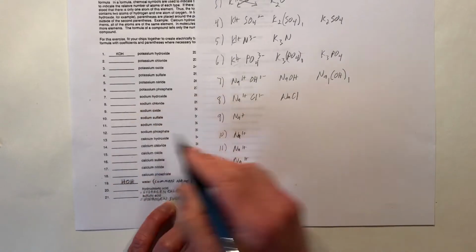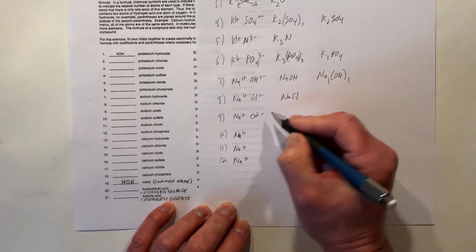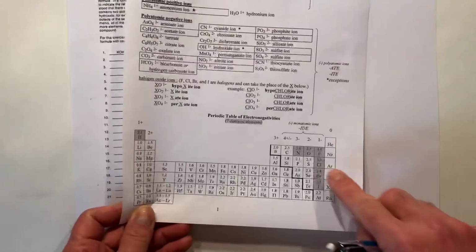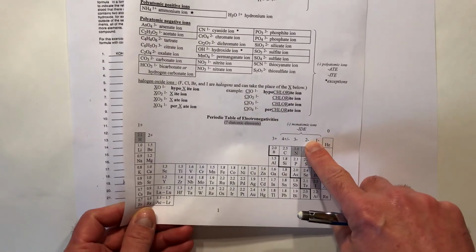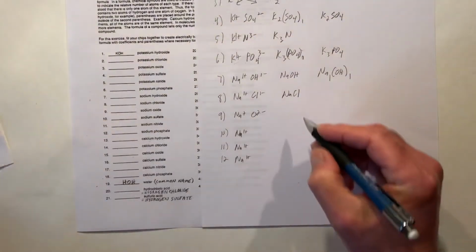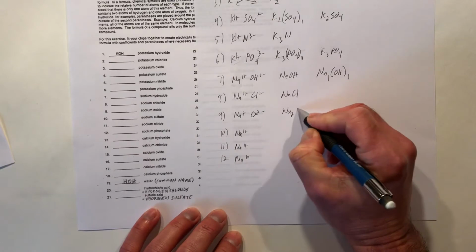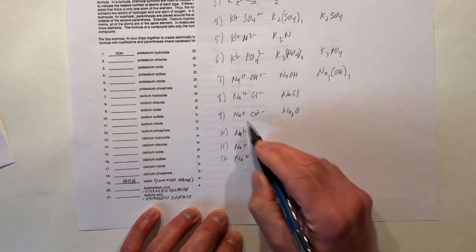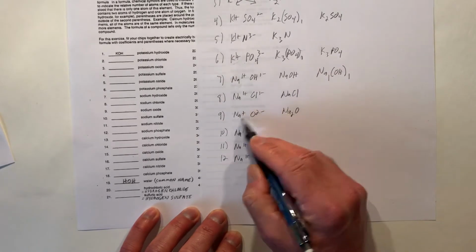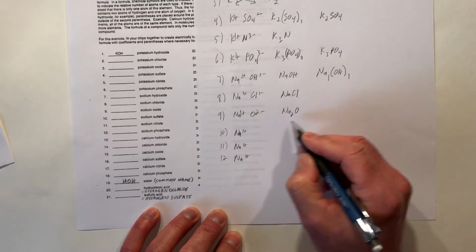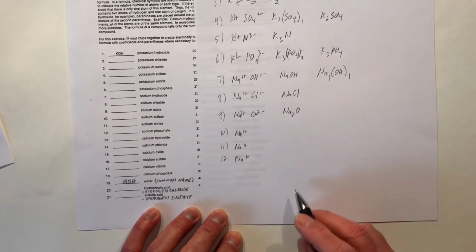Number 9, sodium oxide. We've used oxide before. Remember that oxide is O from the 2 minus column. So we get Na2O1, Na2O. Two 1 positives and one 2 negative. So the charge is balanced.